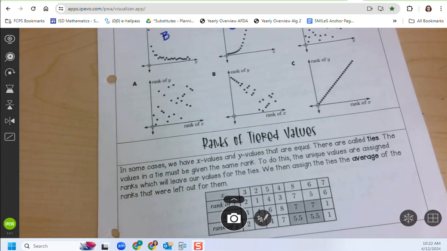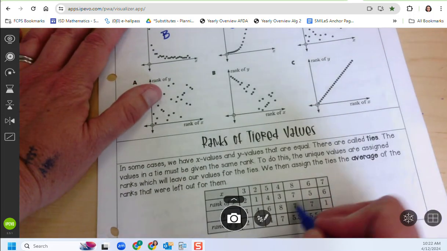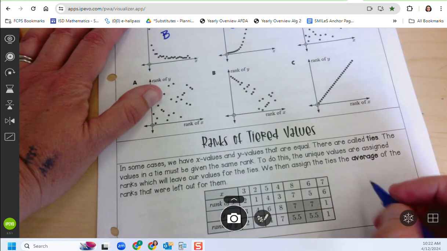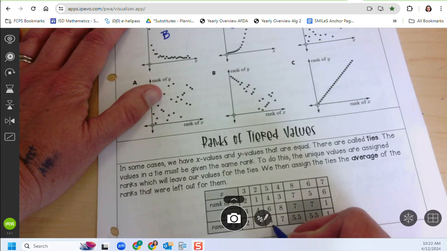In some cases, we have X and Y values that are equal, and these are called ties. That makes sense, right? To rank them, the unique values are assigned ranks, which will leave spots for the ties, and then we take the average of those ranks. So we had a tie of 7 and 7, and so we ordered 1, 3, 4, and then these would have been 5 and 6. Average to 5.5, so the rank is 5.5.